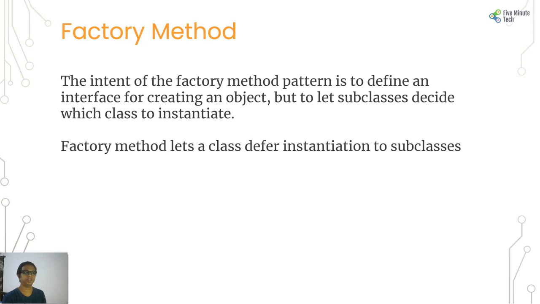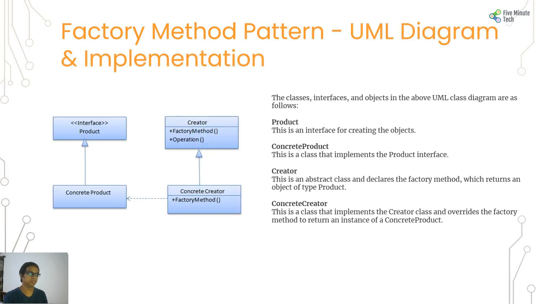The intent of the factory method pattern is to define an interface for creating an object, but to let subclasses decide which class to instantiate. The factory method lets a class defer instantiation to a subclass or subclasses. Now this is the basic UML diagram and its implementation. This is the basic flow of how it happens.